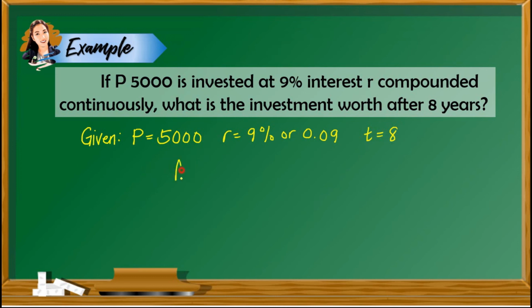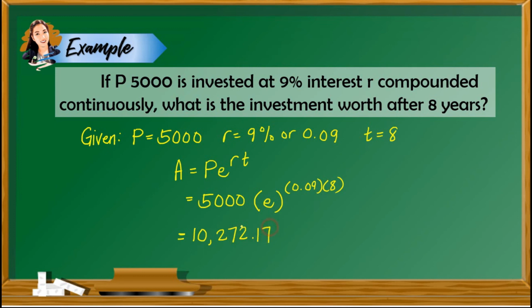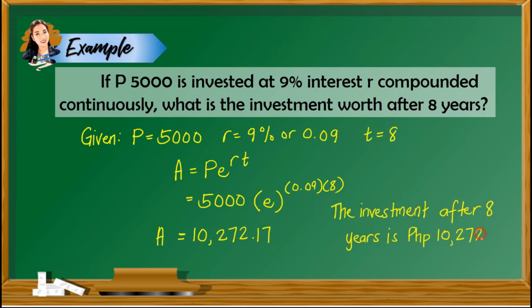Following the formula, we have A is equal to the principal times E raised to the power of r times t. Substituting all the given values, we have 5,000 times E raised to the product of 0.09 and 8. This gives us a value of 10,272.70. So this is the amount of money after 8 years. So the investment after 8 years is 10,272.17, having a continuously compounded interest.